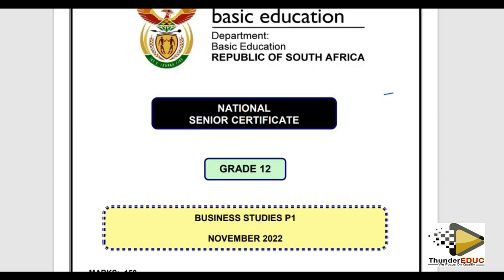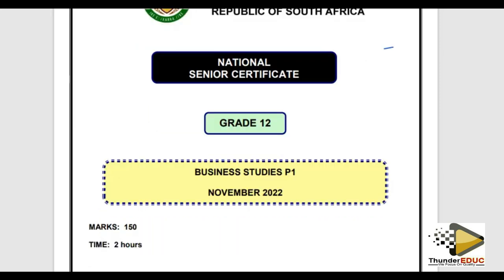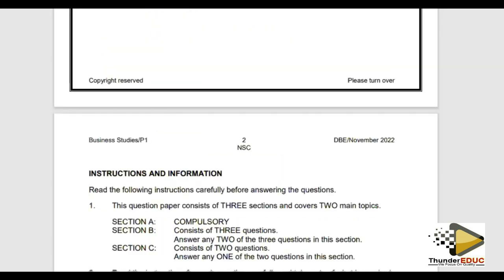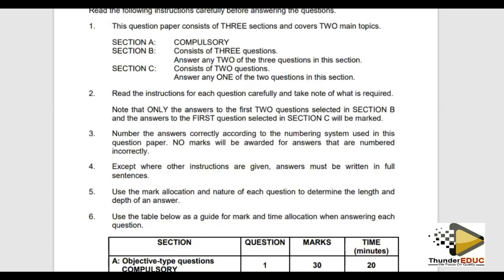Okay, right. So now I'm not going to go through the instructions because they are always the same. There are no changes. So section A is always compulsory. Section B, you are always given three questions and you're expected to answer only two. So also in section C, normally you are given two questions and the expectation is to answer only one question.